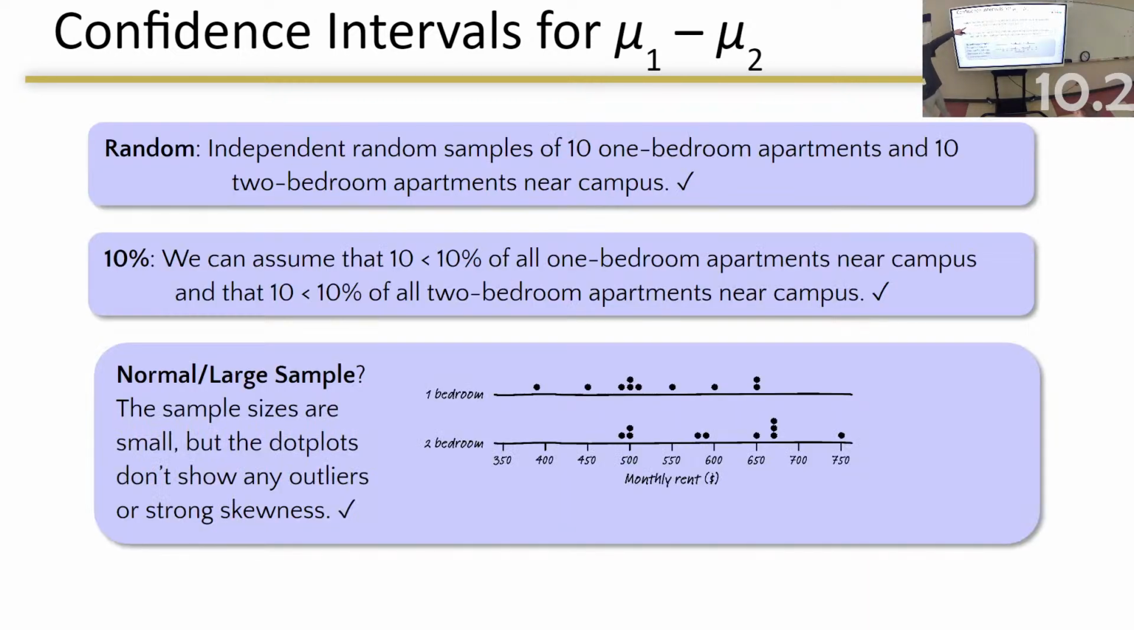Independent random samples of 10. We can assume that 10 is less than 10% of all one bedroom and 10 is less than 10% of all two bedroom. Again, be a little bit more precise on checking these conditions. 2 independent random samples, 10 one bedroom, 10 two bedroom. 10 is less than 10% of all one bedroom. 10 is less than 10% of all two bedroom. Now you can say 10 is less than 1 and 2.